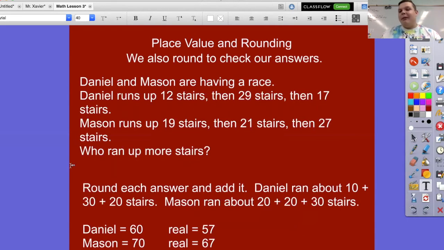So Daniel ran about 60 stairs, so we know the answer's got to be around 60. Mason ran about 70, so we know the answer's got to be around 70. And the real answers reflect that. Daniel ran 57 stairs and Mason ran 67. So that's not an actual reflection of anybody, but I just wanted to show you that estimation can help you really check your answer. If you don't have that, you're gonna have some trouble.